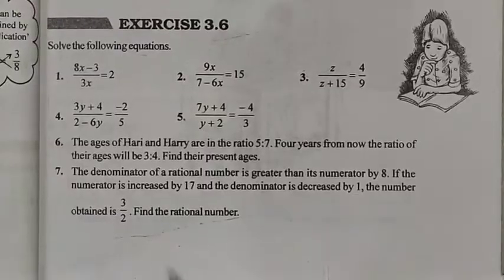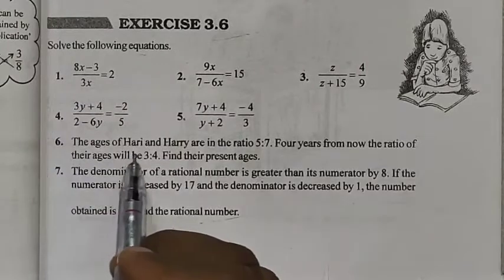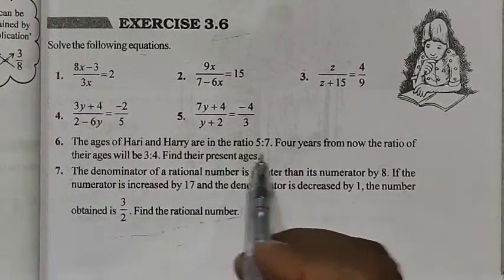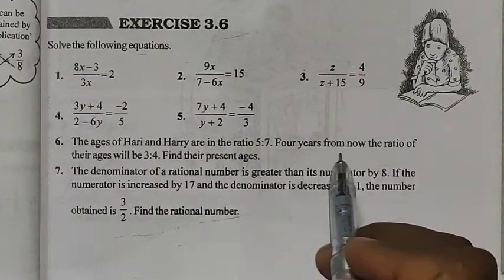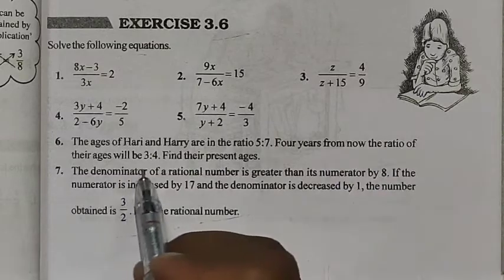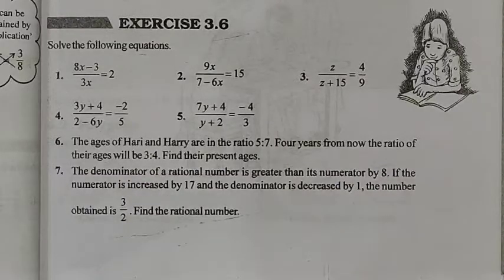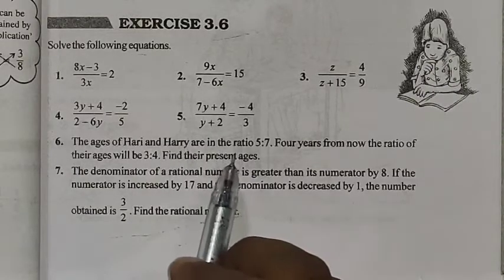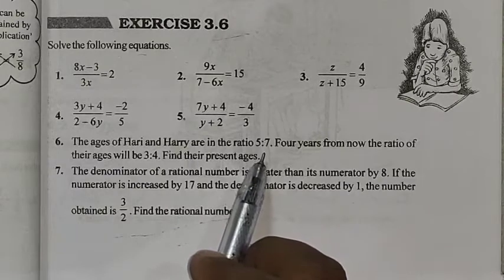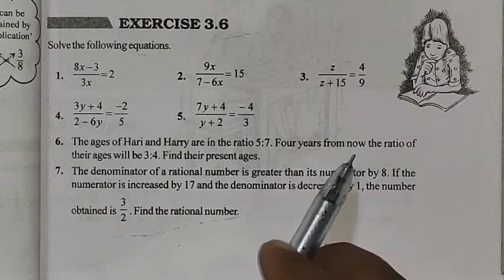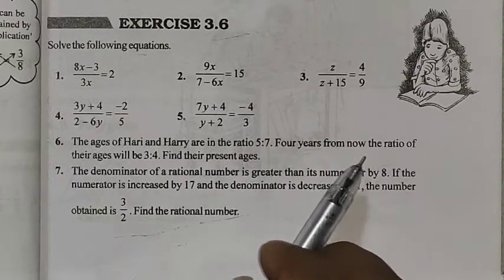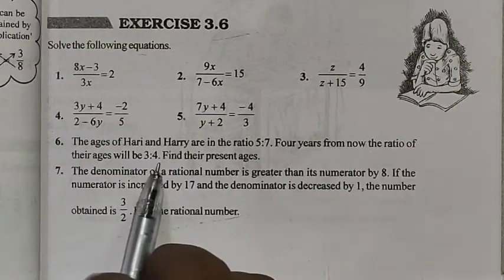Next, sixth question. The ages of Hari and Harry are in the ratio 5:7. 4 years from now, the ratio of their ages will be 3:4. Find their present ages. Read the question one more time. Hari and Harry are in the ratio 5:7, the present age. 4 years from now, it means after 4 years, their age ratio will become 3:4. Find their present age.